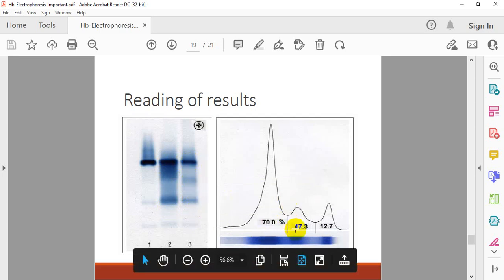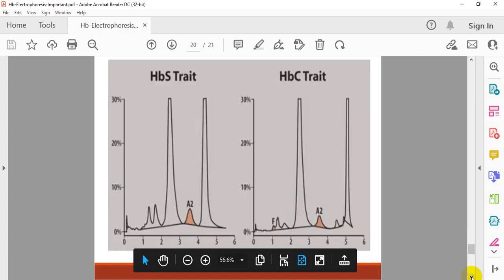So look at the proportion. These are the peaks. So 70%, you see the peak is very long. It means a higher concentration. So you can see the blue color over here is thick. Here 17.3% is very small, the blue color is not long. 12.7%, the blue color is short. So you can see hemoglobin S trait, that's a carrier. The carrier has the A2 at this level. Hemoglobin C trait also has the same concentration of the A2.